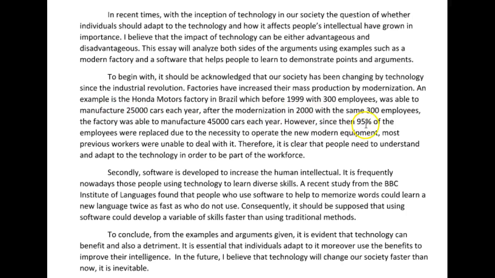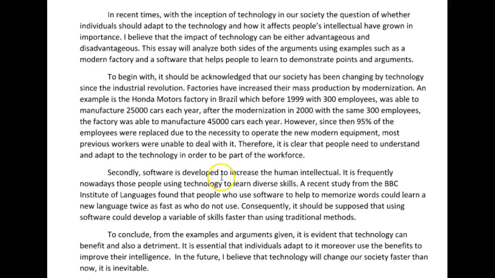However, since then, 95% of the employees have been replaced as they are required to operate more modern equipment that previous workers were not trained in. Therefore, it is clear that people must understand and adapt to technology in order to remain part of the workforce.